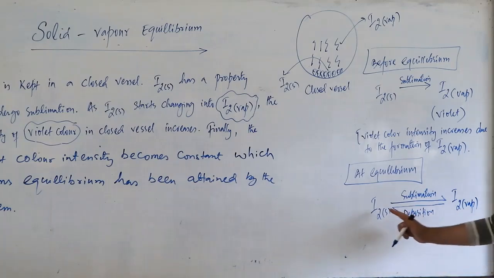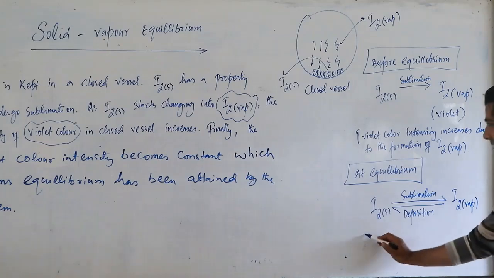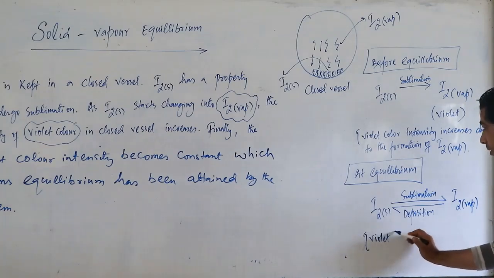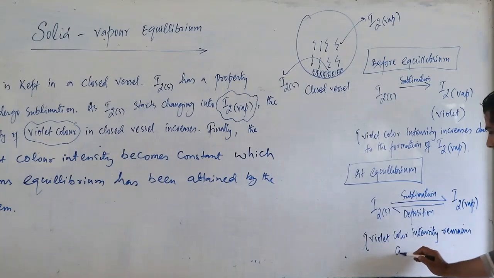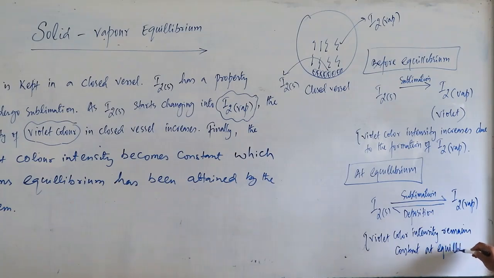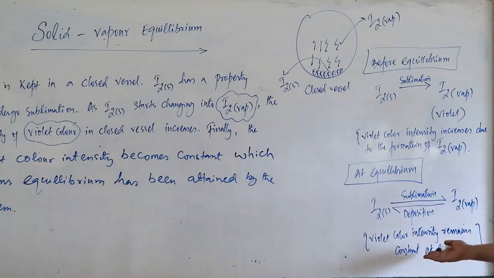So remember, iodine solid is changing into vapor. Then vapor is changing back into the solid. So color will remain constant. So here I will tell violet color intensity remains constant at equilibrium, my dear friends. The reason is simple, because solid is changing into vapor and vapor is changing back into the solid. So the intensity of color will remain the same, no change. So this is what is happening at equilibrium.